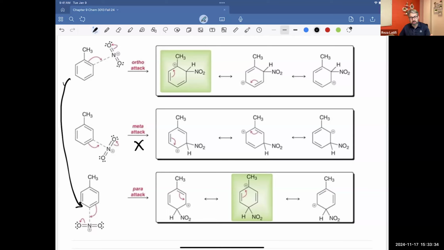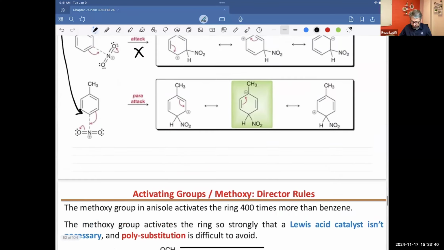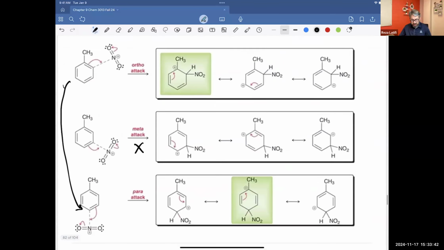The best condition, either ortho or meta. Now, before I show you the product, I have to say this: when you add at the ortho, yes, it gets stabilized by putting the positive charge on a carbon that has the substituent, but it's going to generate some repulsion with the methyl group.